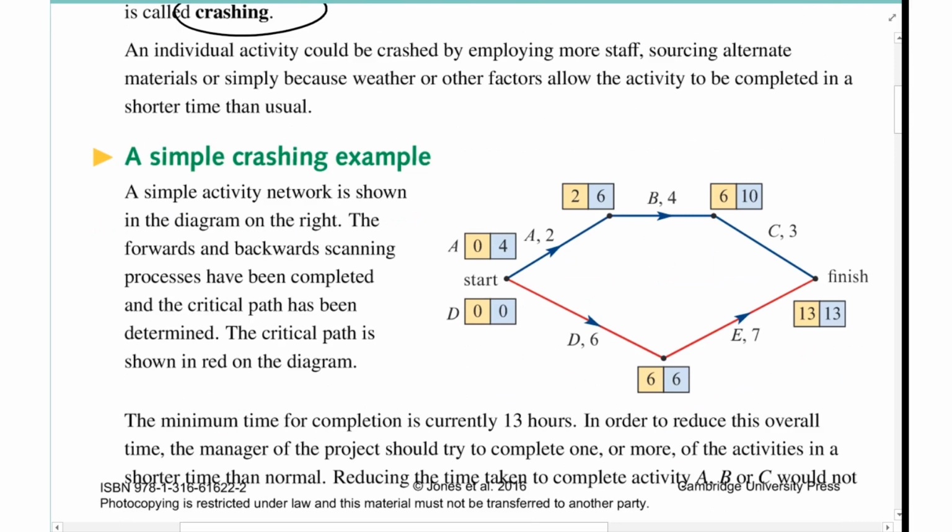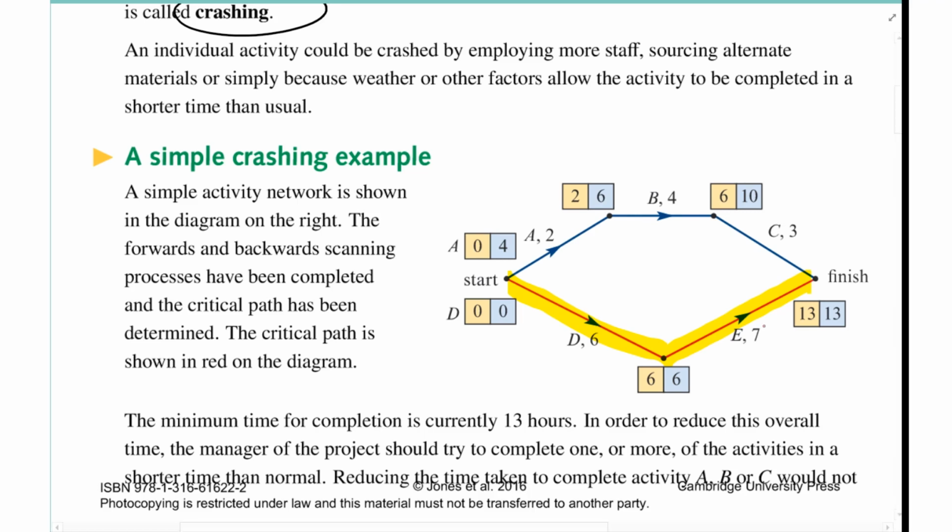Now let's look at the activity network here, and what we can see is that the critical path is here. It's actually red for a reason, but I just want to highlight it again. And that will give you a completion time of 13. That's D and E, but if you go A, B, and C, you can see that the total time would give you 9.